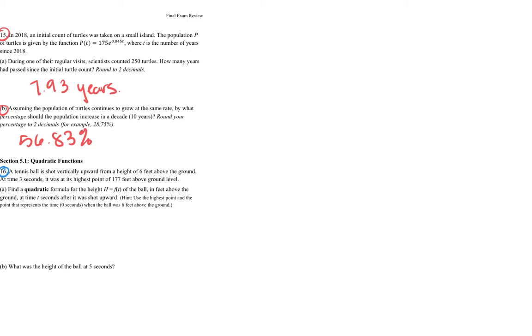So let's draw it first to get a sense of what's going on. If we have our graph here, it says a tennis ball is shot upward from a height of 6 feet above the ground. Okay, so we're at about 6. And then it says it was shot vertically upward at a height of 6 feet. At time 3 seconds, it was at its highest point. Okay, so 3, somewhere up here. And its highest point was at 177 feet. So maybe our graph looks something like this.